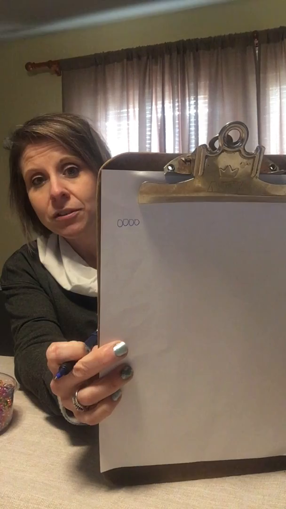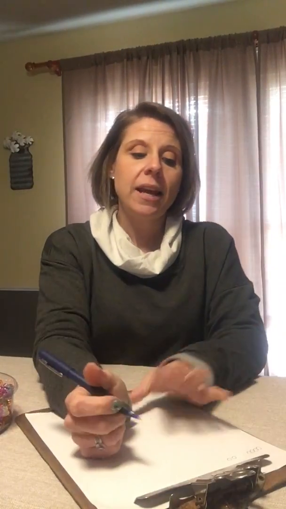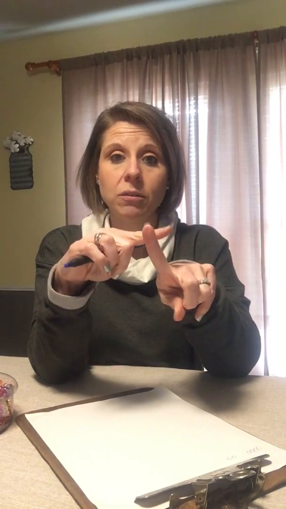There's my 4 circles to show my bunnies. And then they said that 2 more came to join, so I'm going to add 2 more over here. There's my other set of bunnies. Now, they said how many are there now all together? All together tells me that we are going to add, we're going to put these 2 groups together, which means we're going to use our addition sign, which also looks like a lowercase t.